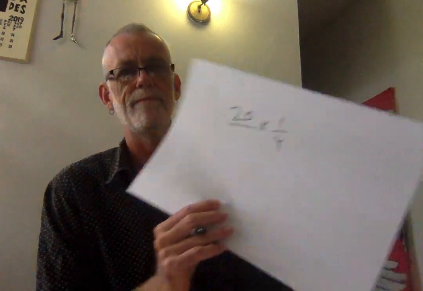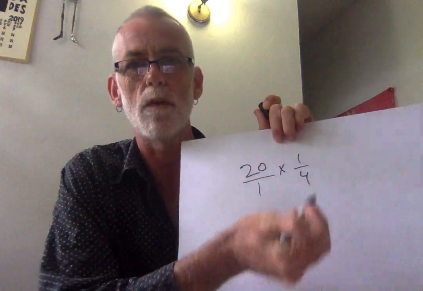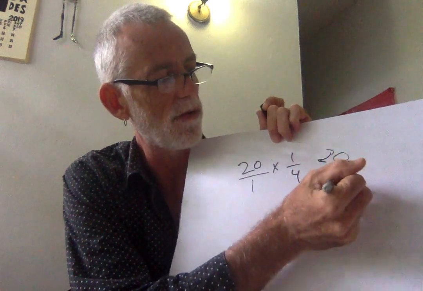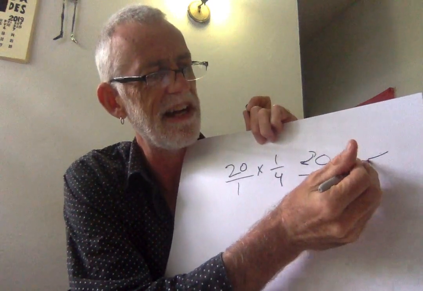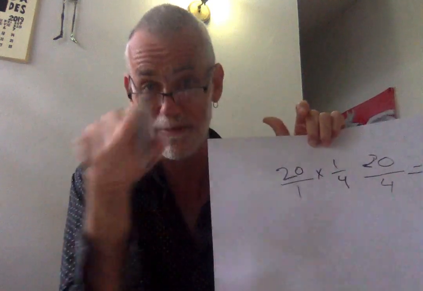Maria ate 1/4 of a pizza. If there were 20 slices of pizza, how many slices did Maria eat? Oh, Maria, you ate a lot of pizza. 20 times 1/4. 20 divided by 4, right? 20 times 1 is 20. On the bottom you got a 4. She ate 5 pieces of pizza. That Maria did. Okay, next one drives me crazy.